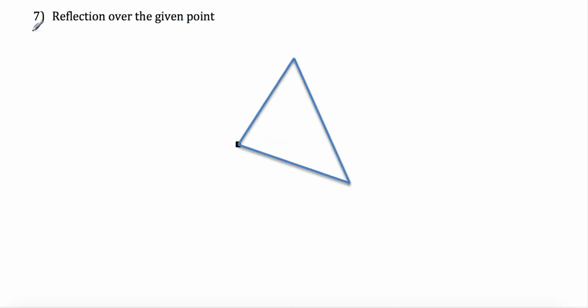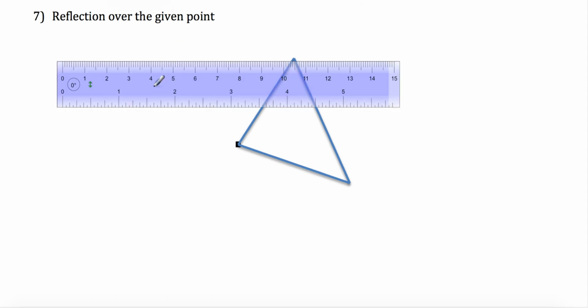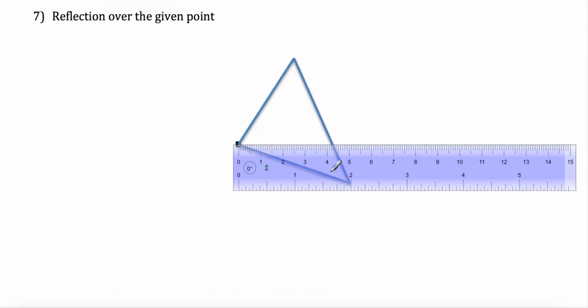Number 7, reflection over the given point. Where's the point? Right over here. So this point is on the point of reflection, so it doesn't have to move. It can stay there as it is. How about the others? This is rather simple. I just have to extend each side.